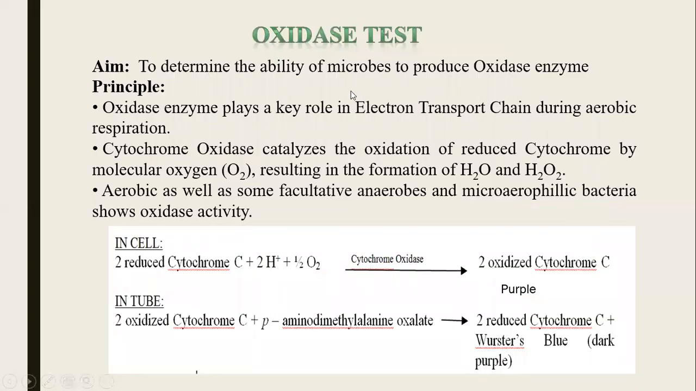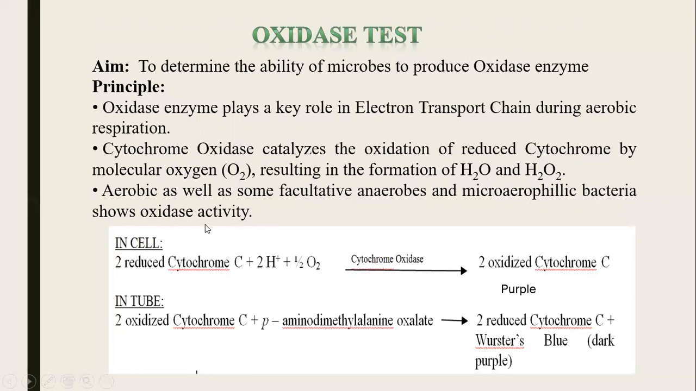Next, oxidase test. Oxidase test is used to determine the ability of microbes to produce oxidase enzyme. This oxidase enzyme plays a key role in the electron transport chain during aerobic respiration. Here cytochrome oxidase catalyzes the oxidation of reduced cytochrome by molecular oxygen, and this results in the formation of water and hydrogen peroxide. This test is positive for aerobic and also some facultative anaerobic and microaerophilic bacteria.